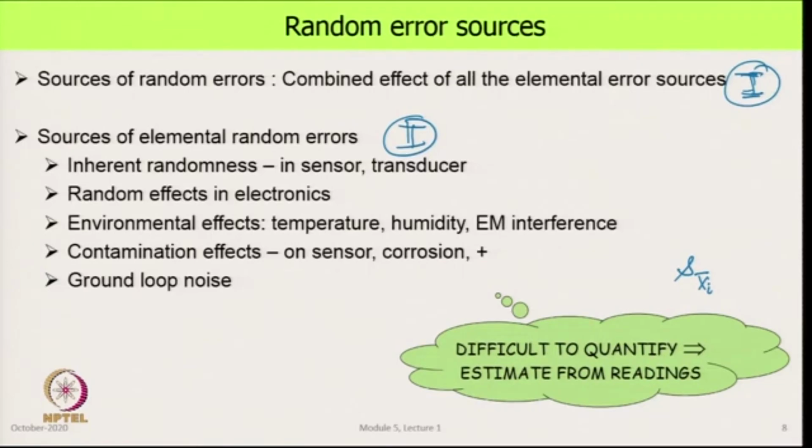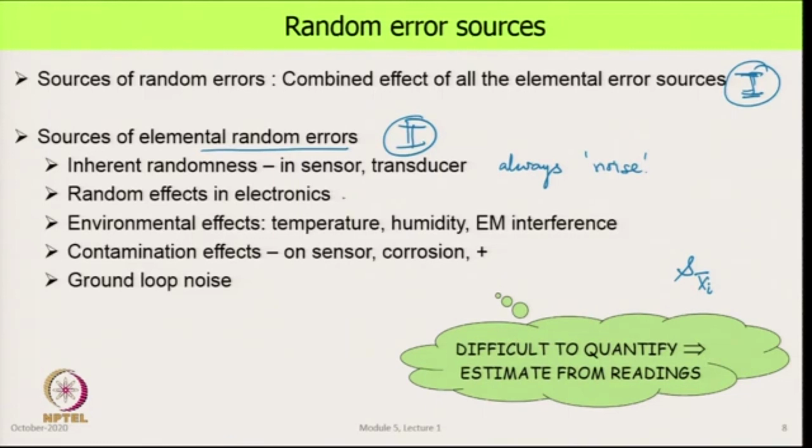we calculated based on different error sources, and the reasons why we have elemental random errors are that there could be inherent randomness in the sensor or transducer. This is always there. At some level, this is also referred to as noise. So, whether it is an infrared sensor or a thermocouple bead or a strain gauge, this will always be there. We cannot escape it.